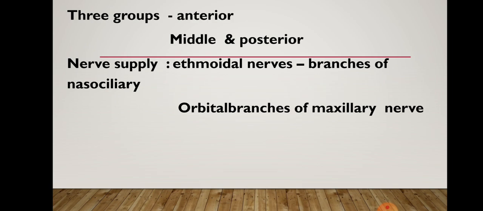and posterior. So the anterior drains into the anterior end of the infundibulum of the middle meatus, whereas the middle drains into the bulla ethmoidalis with the middle meatus, whereas the posterior drains into the superior meatus. The nerve supply is by the ethmoidal nerves, which are branches of the nasociliary, and the orbital branches of the maxillary nerve supply these ethmoidal air cells.